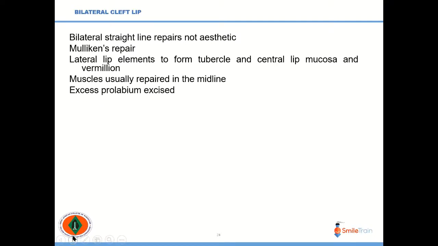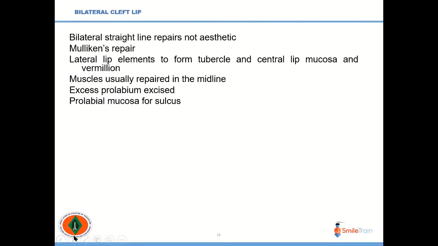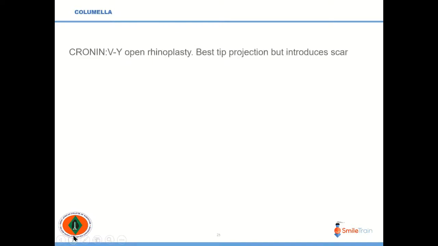Some bit of excess prolabium will occur. Classically, Mulliken would deepithelialize it so as to form the philtral ridges, but for some, you can excise them. Before, they were used as banked forked flaps, but I don't encourage us to do that. For the columella, you excise excess prolabium.